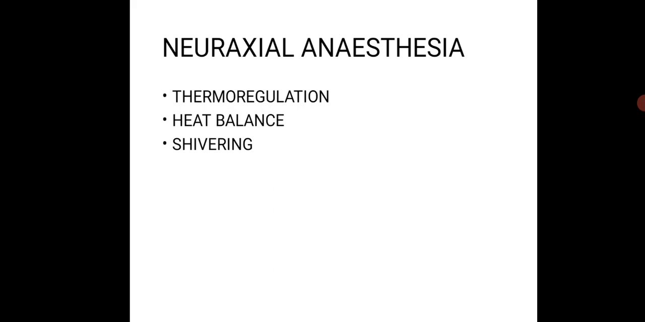Now we will see about heat balance. Hypothermia is common during regional anesthesia and may be nearly as severe as during general anesthesia. Core temperature typically decreases by 0.5 to 1 degree centigrade shortly after induction of anesthesia. Vasodilatation induced by the regional anesthesia only slightly increases cutaneous heat loss. But again, metabolic heat production remains constant or increases because of shivering and thermogenesis.